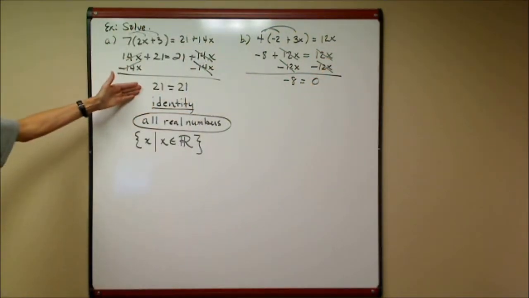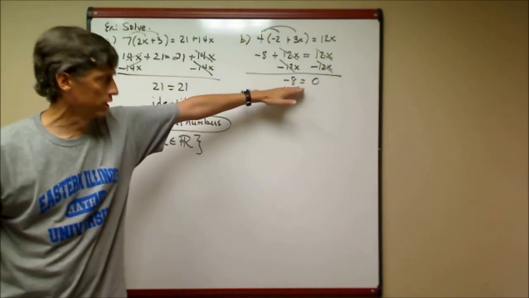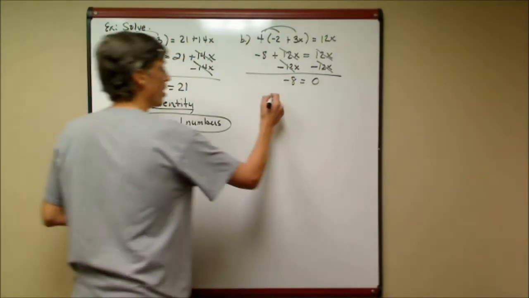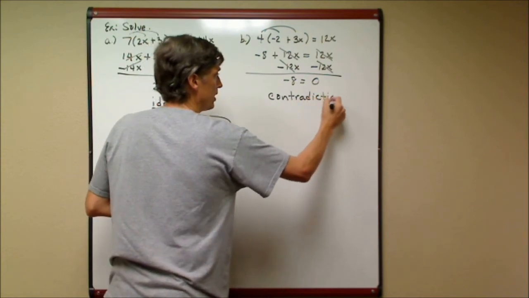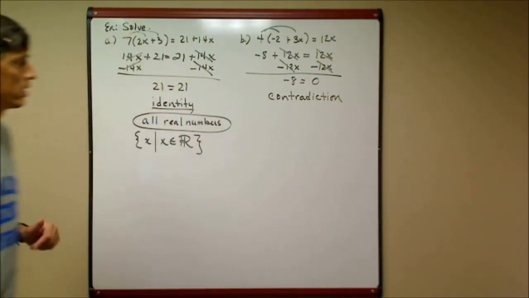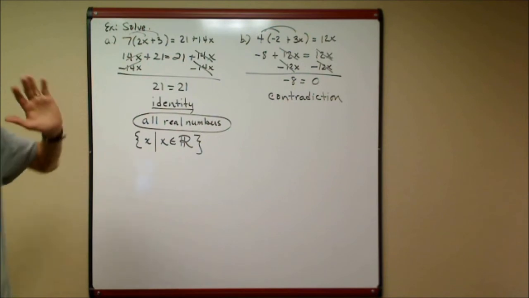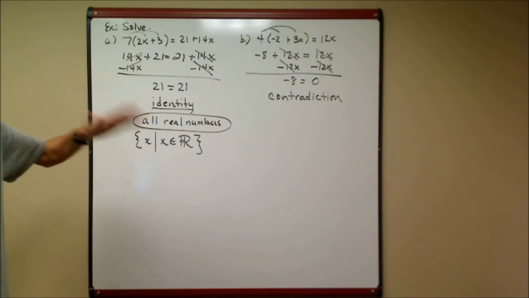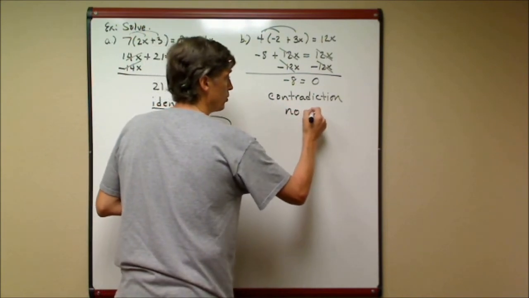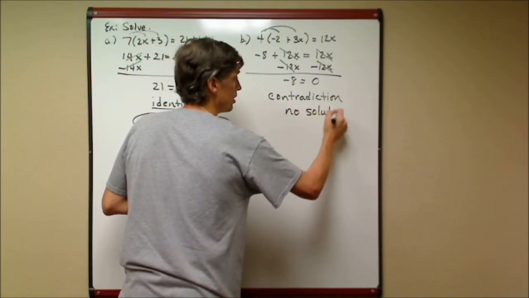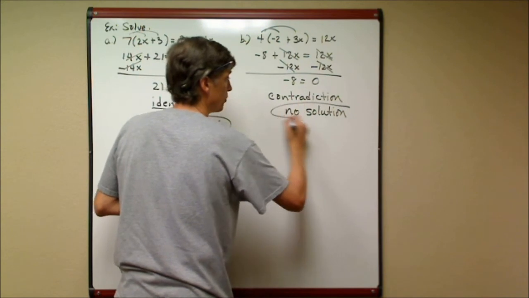Well, with the first example, it left me a true statement. Here, this is clearly false. This is what we call a contradiction. So if this occurs, don't type in the word contradiction. That's just what this is called. It means there isn't an answer. There are no answers that will work for here. So you just type in no solution, and that'll be fine.